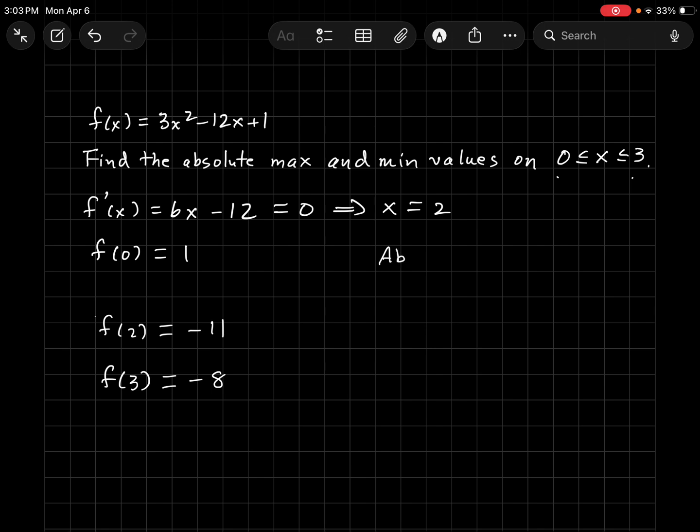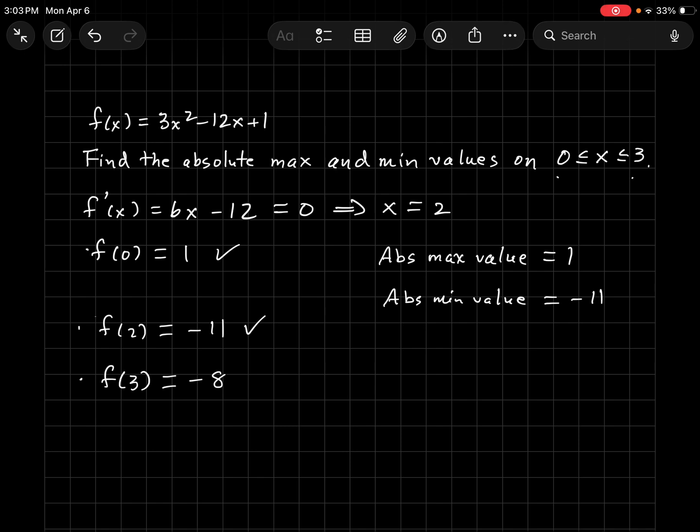What is the absolute max value? It's easy to see. It's 1. How do I know? Because it's the biggest of the values that I have. And I know that the absolute extrema must occur at one of these points, an endpoint or a critical point. What is the absolute min value? Again, I can simply look. Which one of these values is the smallest? Negative 11.